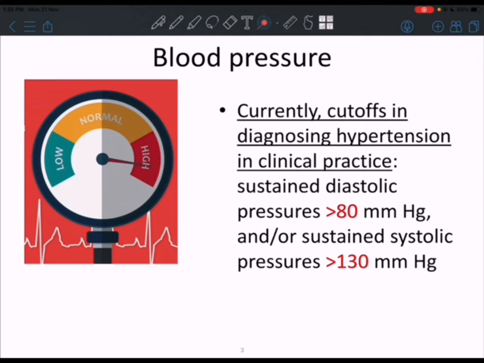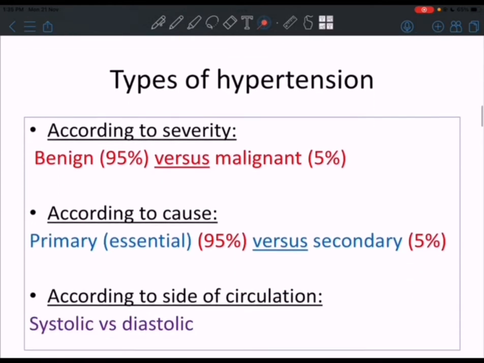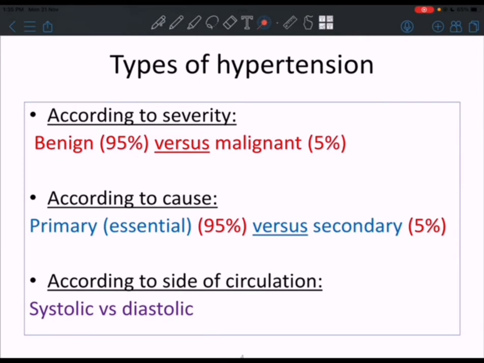Okay, now types of hypertension. There are many different ways to classify types of hypertension. If we depend on the severity of hypertension, we can divide it into benign versus malignant. And the word benign here means maybe mild, right? And malignant is the opposite, severe or dangerous.